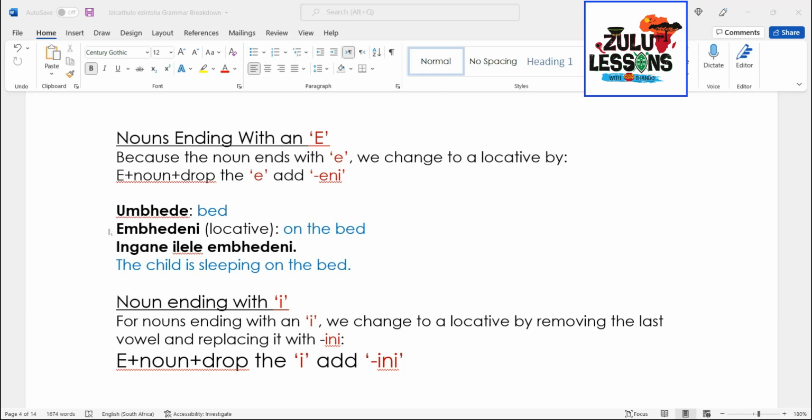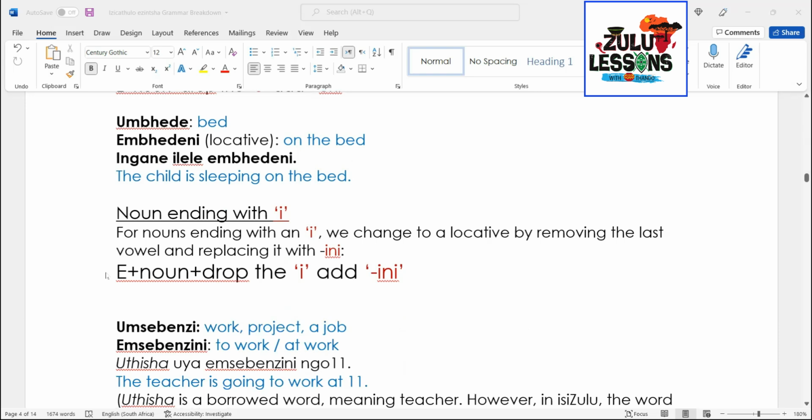So the noun umbhede, if we want to say on the bed, then we say embedeni, embedeni. So now let's make an example. Ingane ilele embedeni. The child is sleeping on the bed.